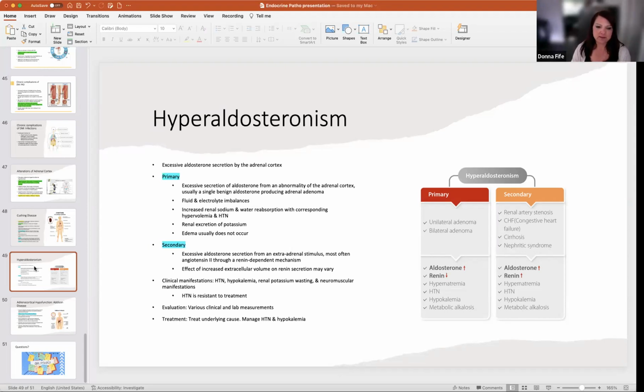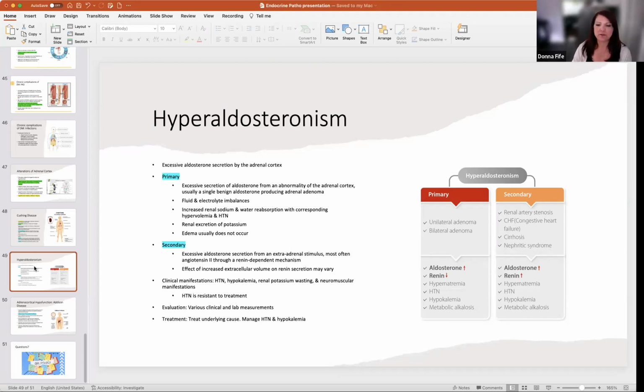Secondary, there's excessive aldosterone secretion from an extra-adrenal stimulus, most often angiotensin II, through a renin-dependent mechanism. The effect of increased extracellular volume on renin secretion may vary. Clinical manifestations include hypertension, hypokalemia, renal potassium wasting, and neuromuscular manifestations. Hypertension is resistant to treatment.